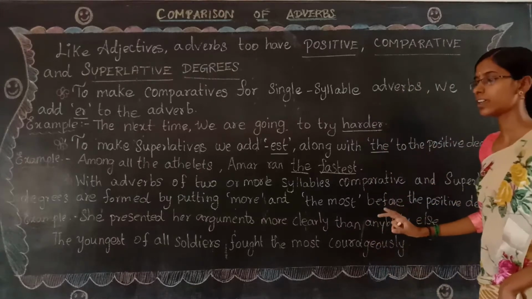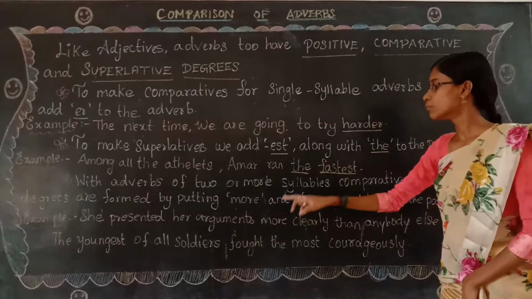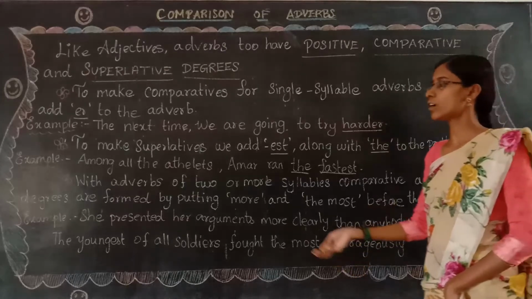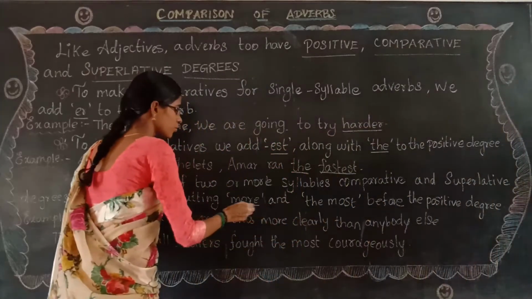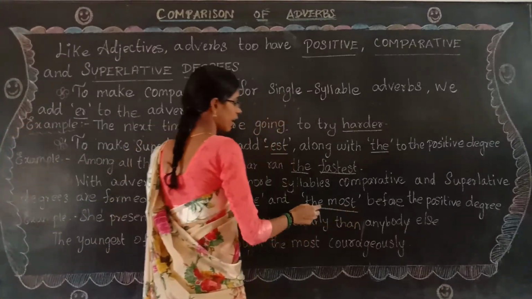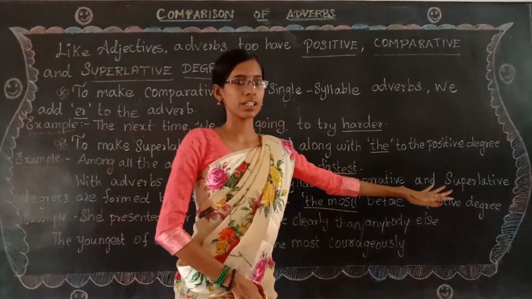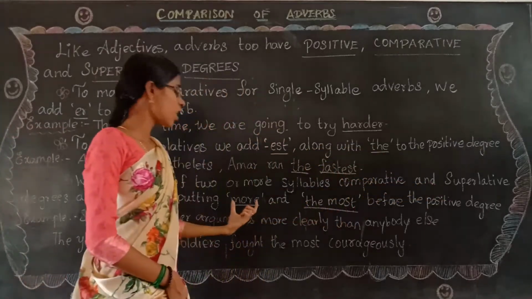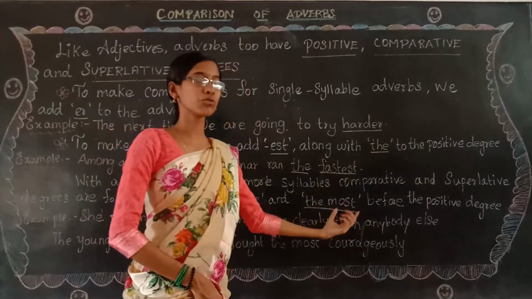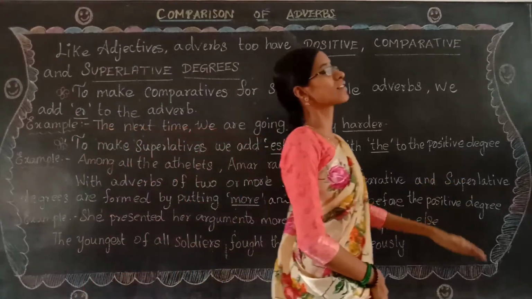In that situation, we can write it by putting more and the most before the positive degree. Here, more is used to refer to the comparative degree, whereas the most is used before the superlative degree. So for the comparative degree we use more, and for the superlative degree we use not only most, we have to use the most, before the positive degree.